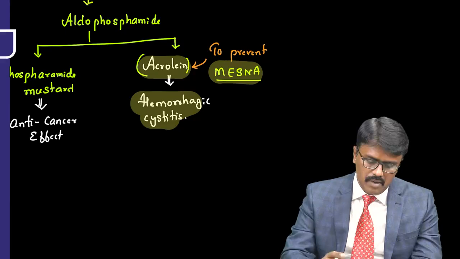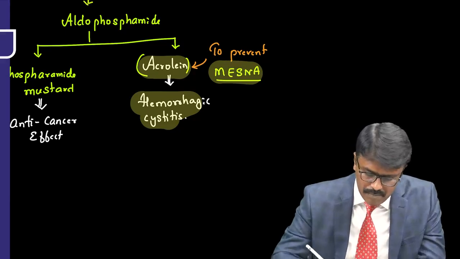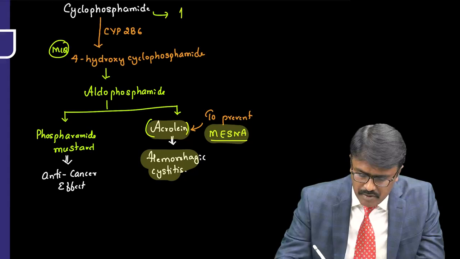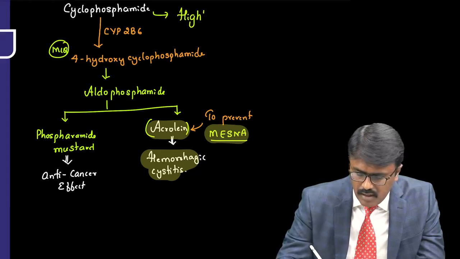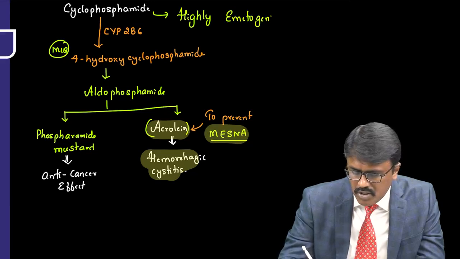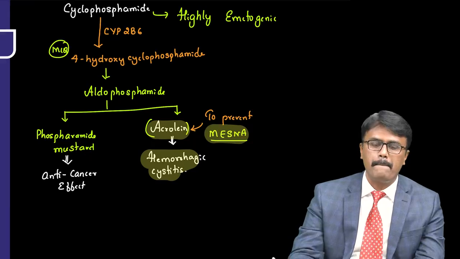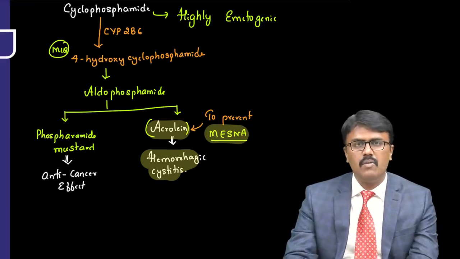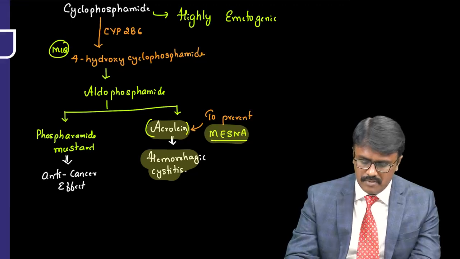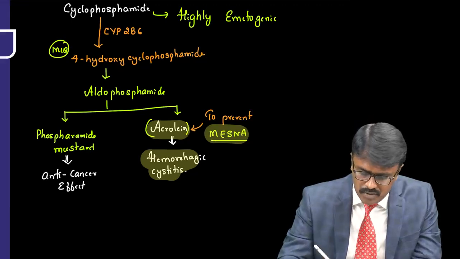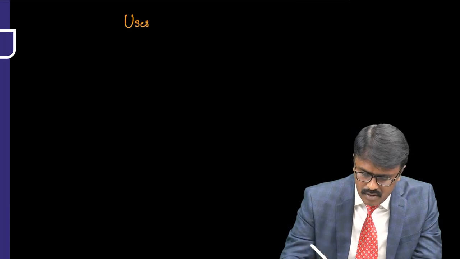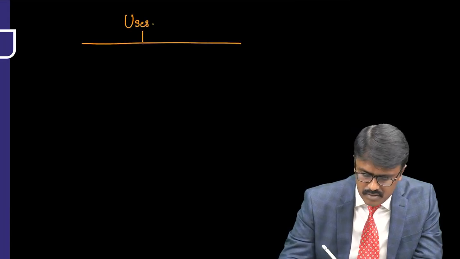So we understood the pharmacokinetics of cyclophosphamide. Remember, cyclophosphamide is one of the highly emetogenic drugs. It can also induce vomiting too much. Now, where to use it? What are the uses of cyclophosphamide? There are two important uses.